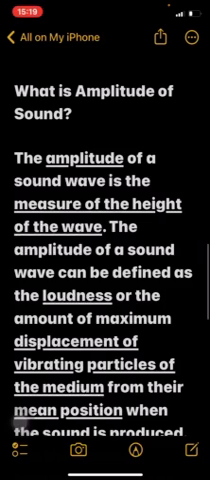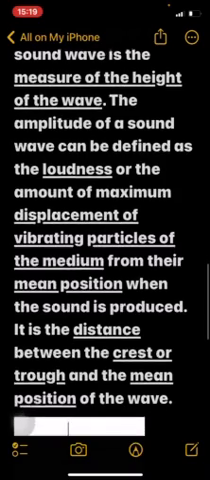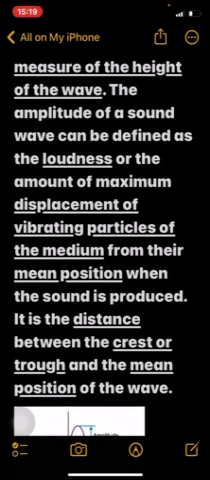The amplitude of a sound wave is the measure of the height of the wave. The amplitude of a sound wave can be defined as the loudness or the amount of maximum displacement of vibrating particles of the medium from their mean position when the sound is produced.